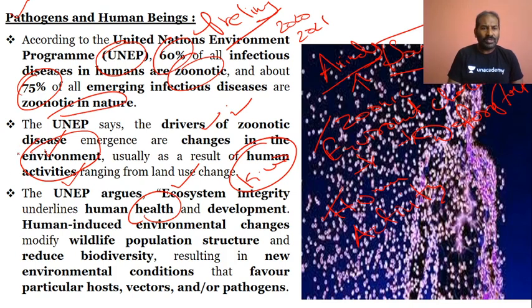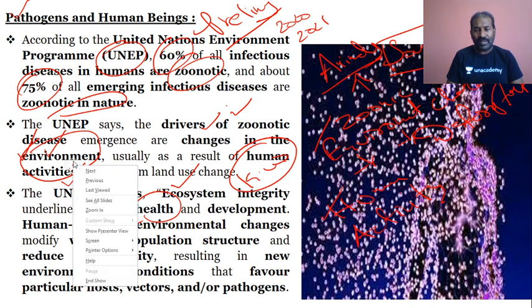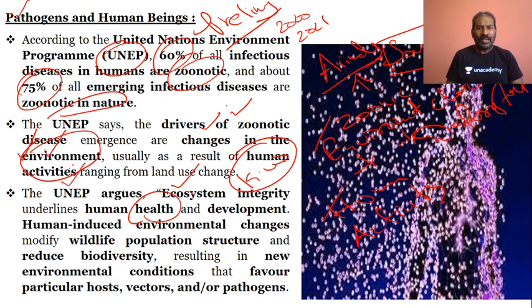Definitely here also UNEP very clearly states that it is because of environmental changes, which were because of human activities, and we haven't really gone ahead with protecting or maintaining a viable ecosystem, and that is the reason humans are facing health related issues. And this human induced environmental changes is a very important key phrase.